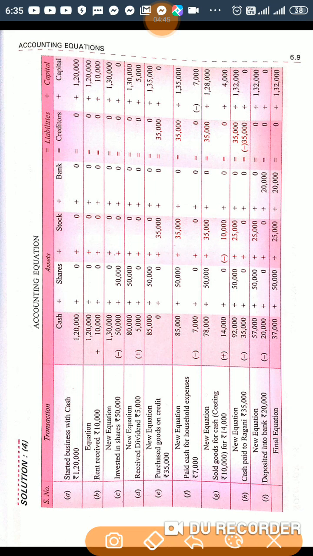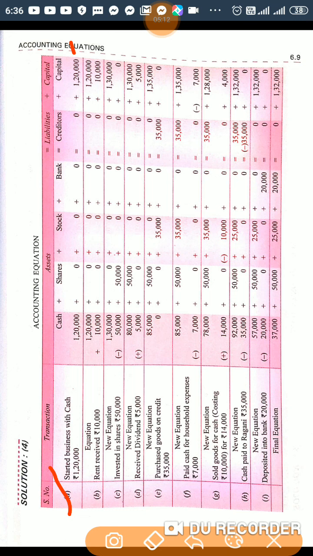So now the serial number A is given in the question. You write the transaction: started business with cash, so cash is increasing 1,20,000, so you will write 1,20,000 just below the cash, and capital plus add the 1,20,000 with the capital, rest is 0. So equation is 1,20,000 plus 0 plus 0 plus 0 equals 0 plus 1,20,000.